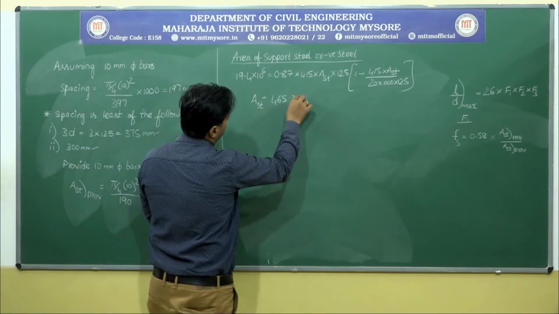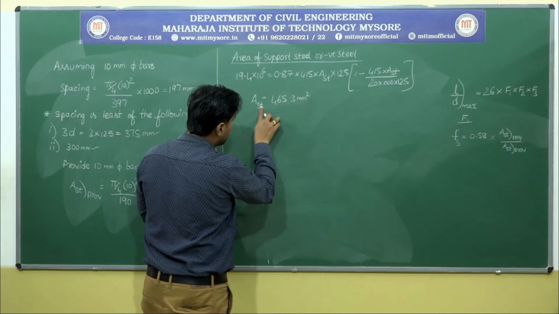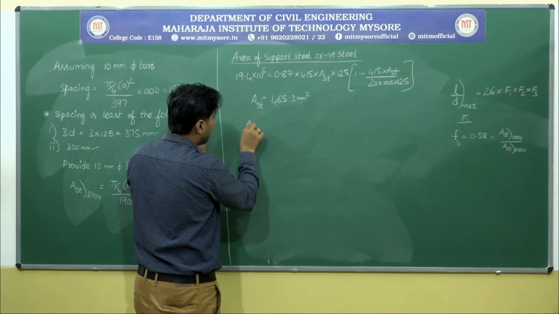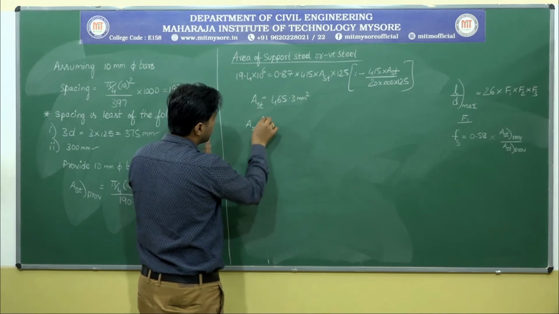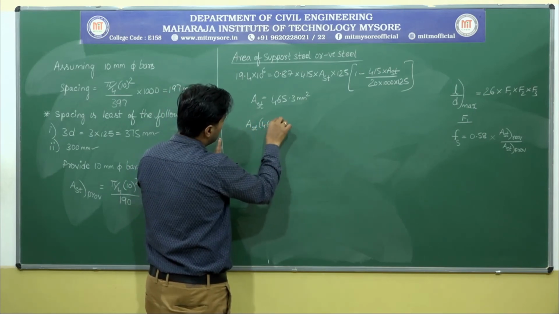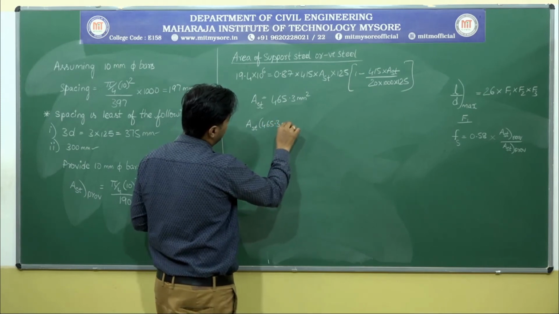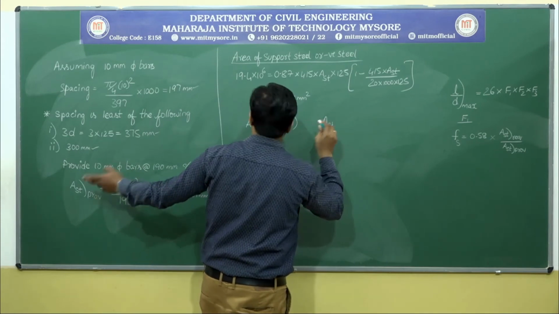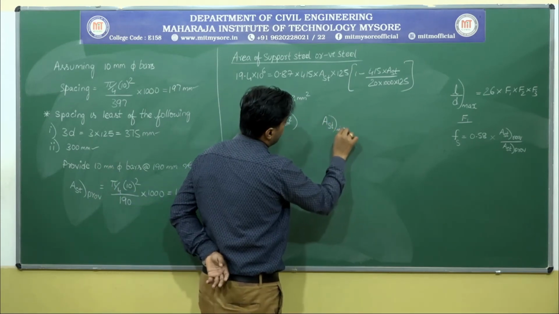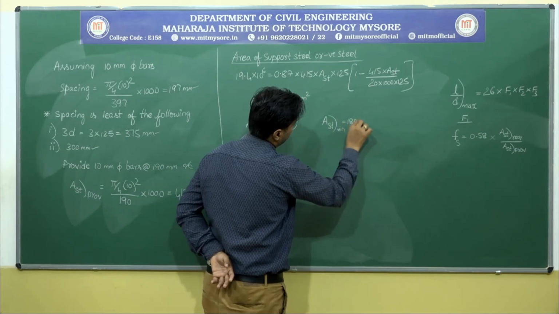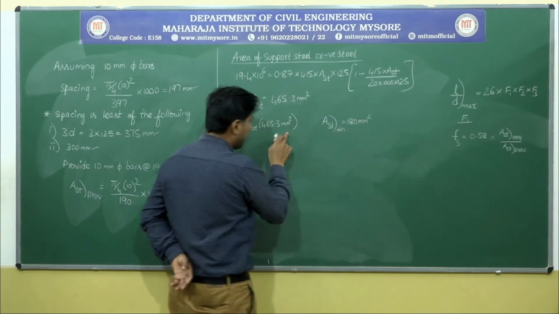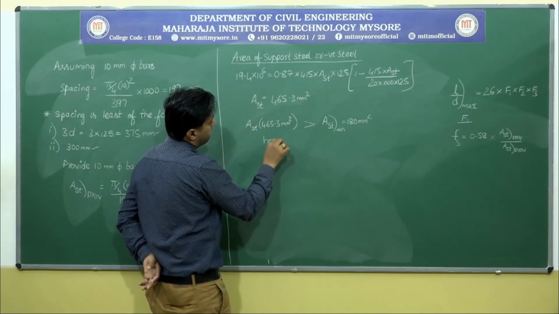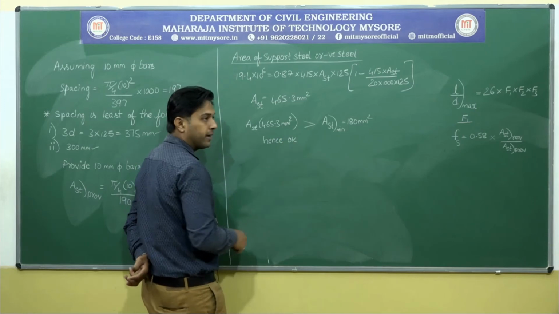465.3 mm square. Here also Ast is somewhere around 300, 400 or something like that. Let me compare it. Already we have calculated Ast minimum. What is the Ast that we got here? It's 465.3 mm square. What is the Ast minimum? In the last we have calculated it. Ast minimum was 180 mm square. Yes or no? So now whatever we have provided is more than this. So hence, okay.